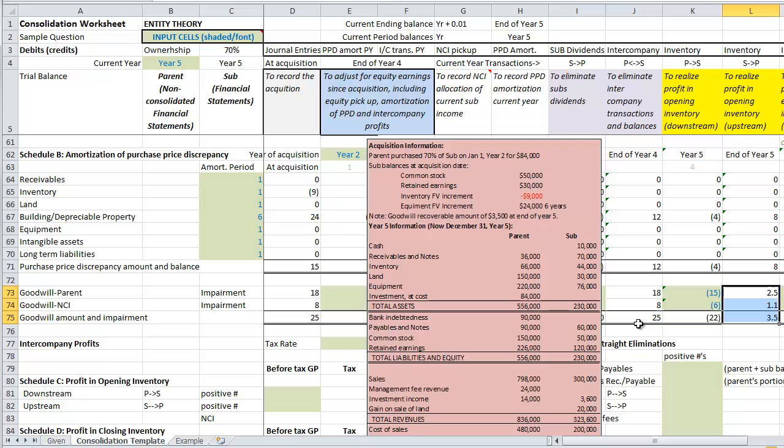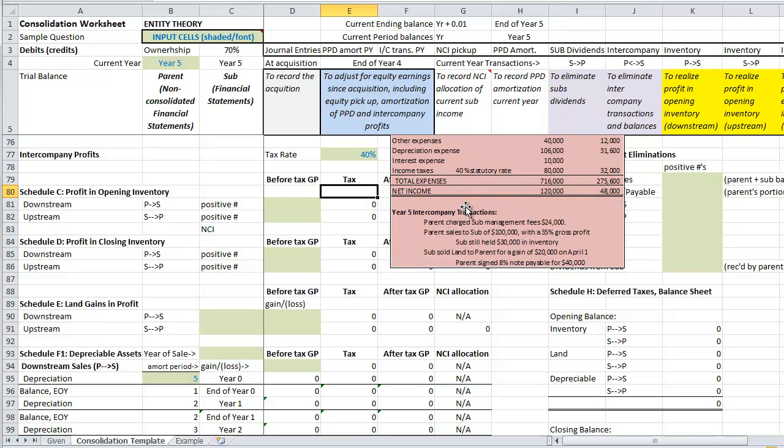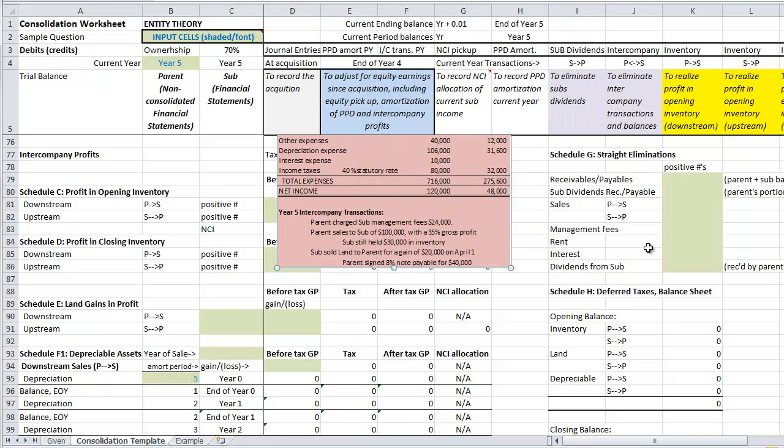Okay, so let's keep going down the schedules and move on to the intercompany profit eliminations. So here we are down in the intercompany profit eliminations. We can see from our trial balance or our financial statements that we have a 40% statutory tax rate. Let's put that into that cell. And then we can take a look at it. It says the parent charged the subsidiary management fees of $24,000. That would be a straight elimination and would get entered into Schedule G. So there's management fees of $24,000.